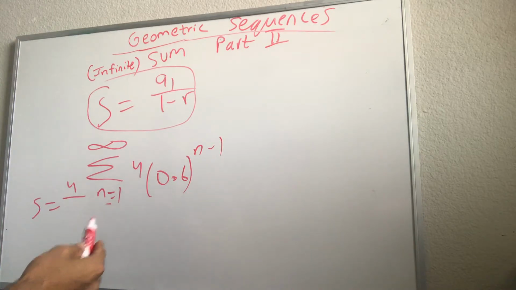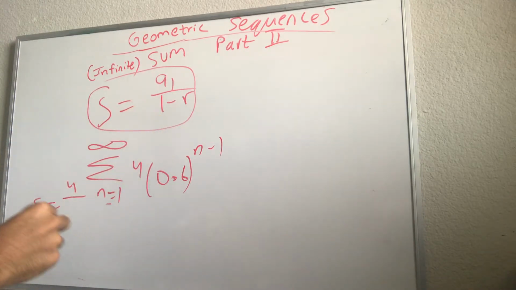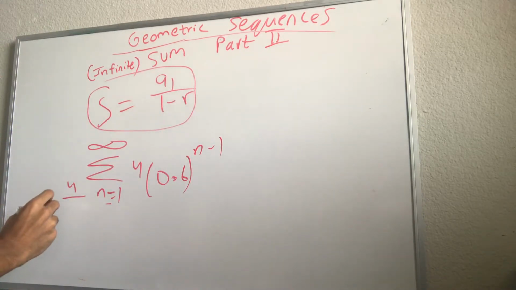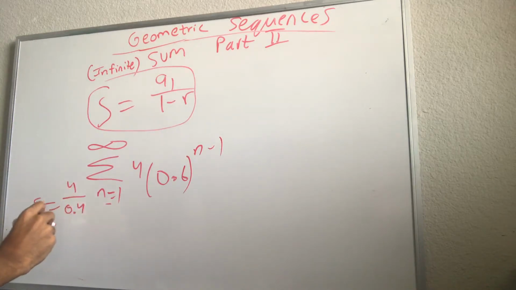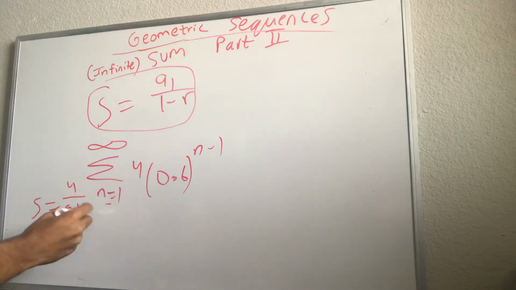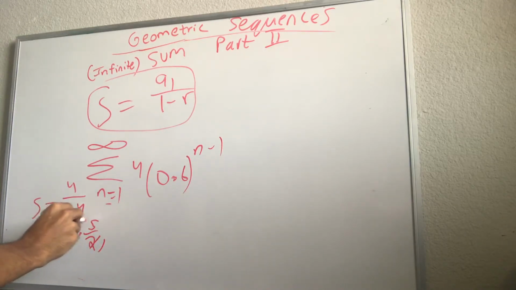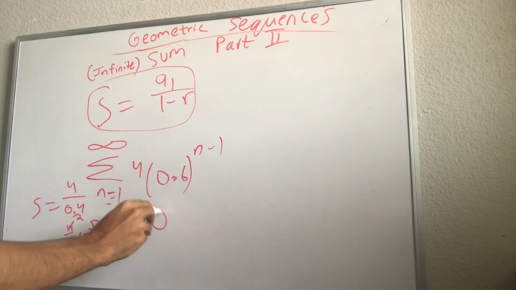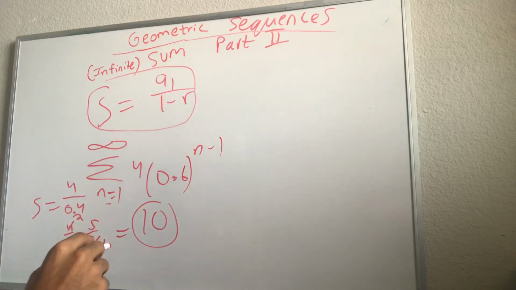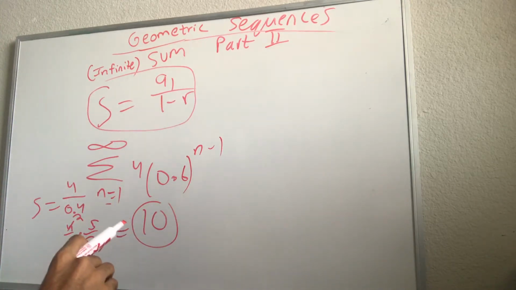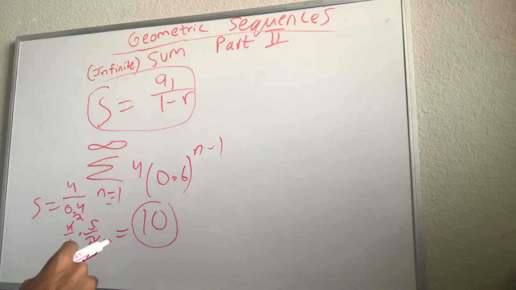So that's 1 minus 0.6, and 1 minus 0.6 is 0.4, and so 4 divided by 0.4, which is the reciprocal, gives us that the sum is actually 10. So our sum here would be 10. For this specific problem, the sum of this geometric sequence is 10.